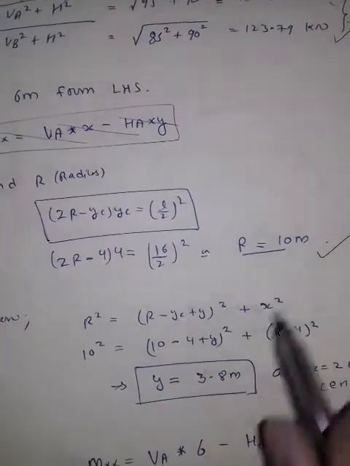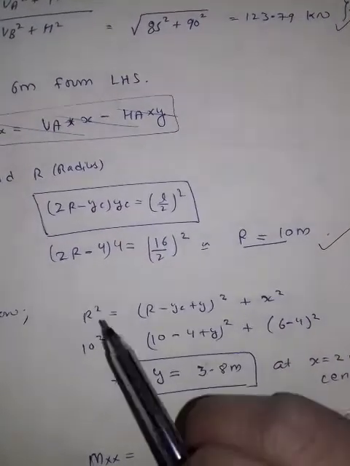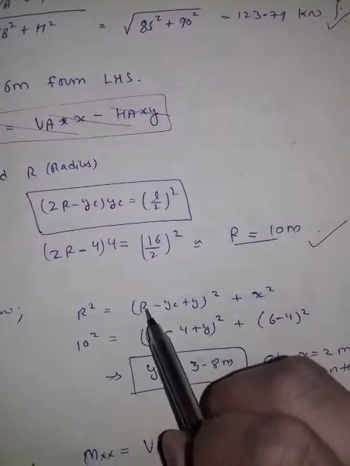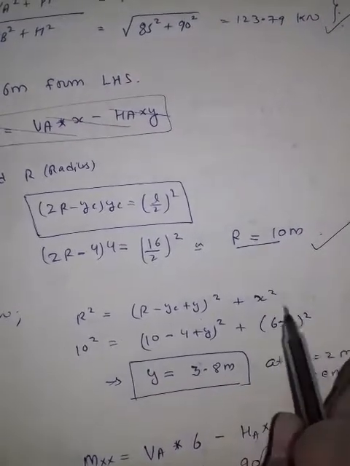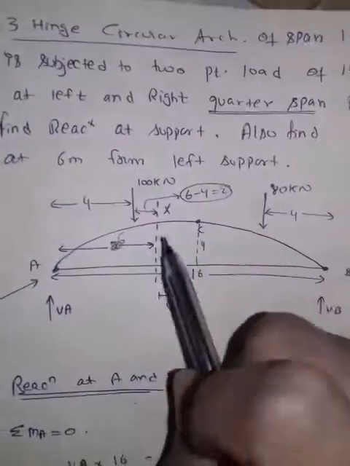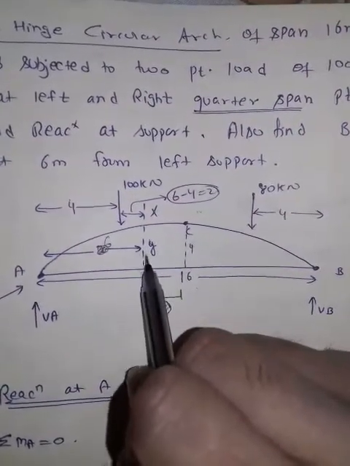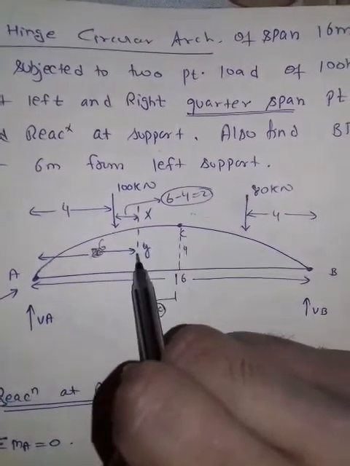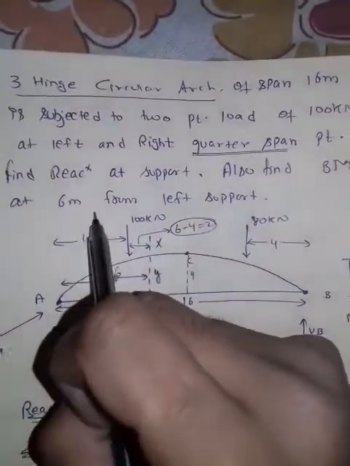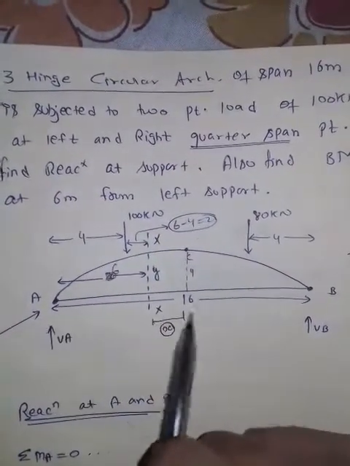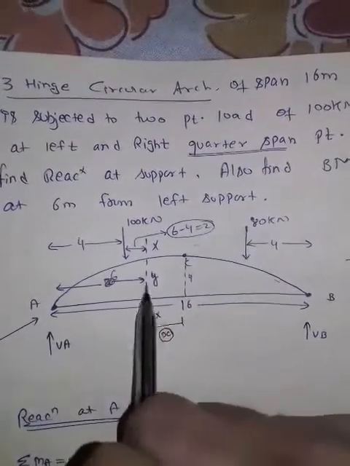For the calculation of y, we know this formula: R square is equal to (R minus YC plus y) whole square plus x square, and x is the distance measured from the crown. Here the point is 6 meter from the left and the half span is 8 meter. So 8 minus 6, that is 2 meter.